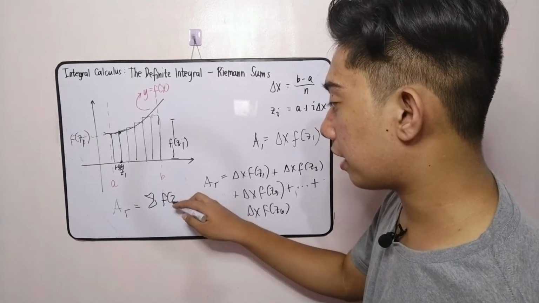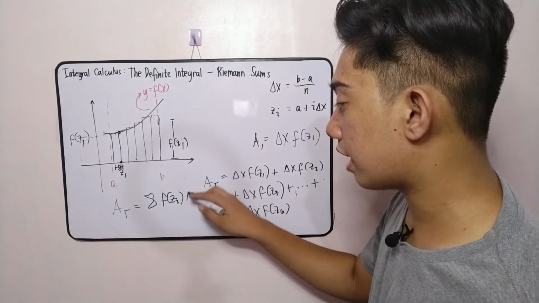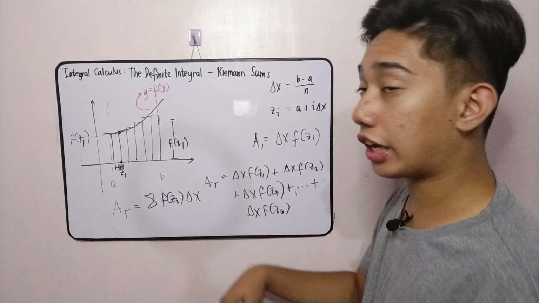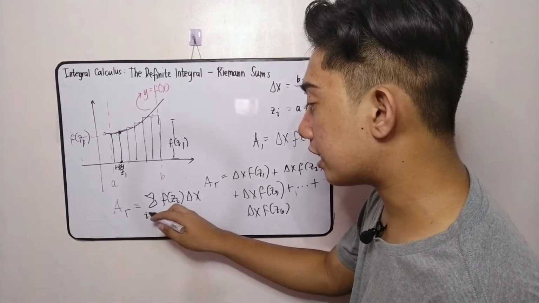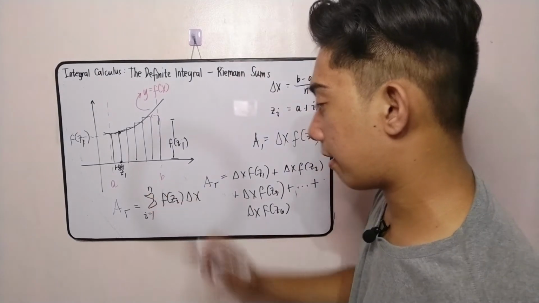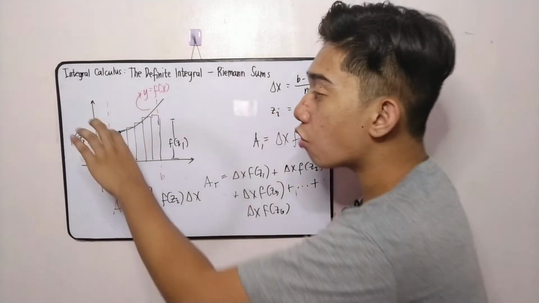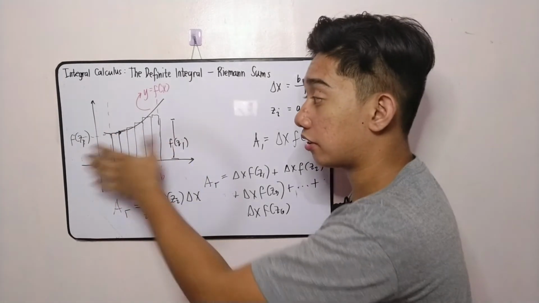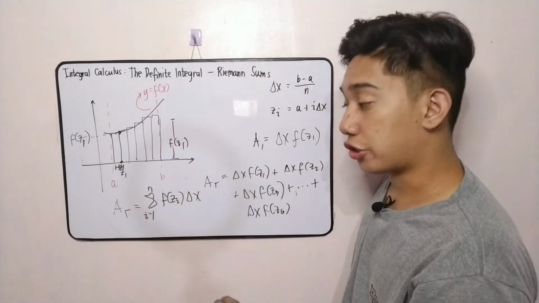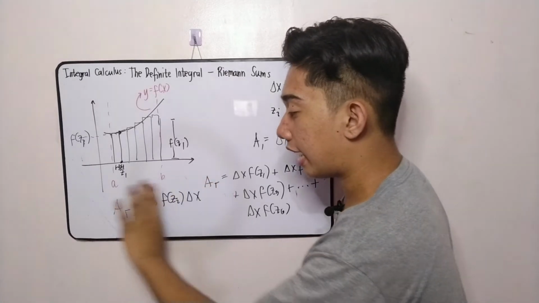In other words, this becomes the summation of f of z sub I times delta x, since all of the rectangular partitions have the same basis, from I is equal to 1 to n. It depends on how many rectangular partitions are present in the area of the region. So, yan yung total area.